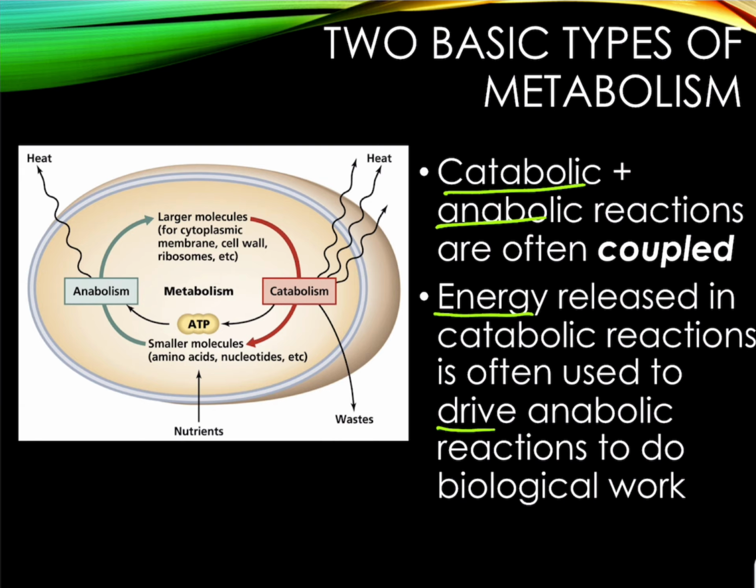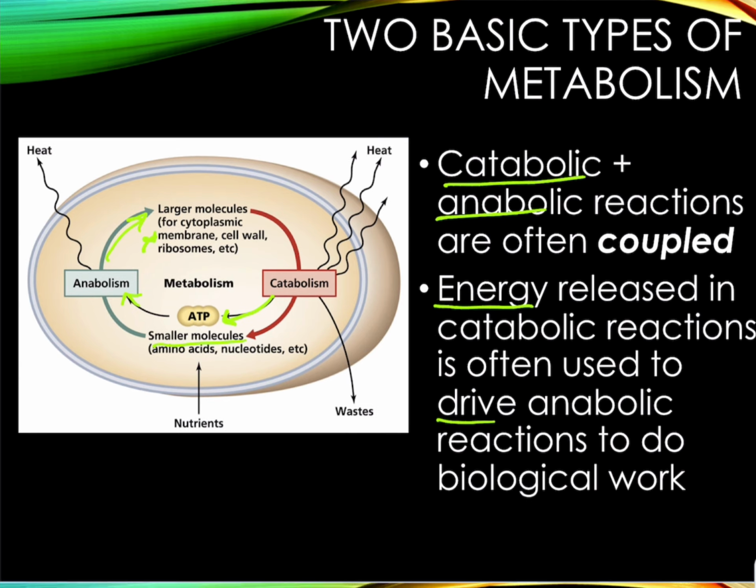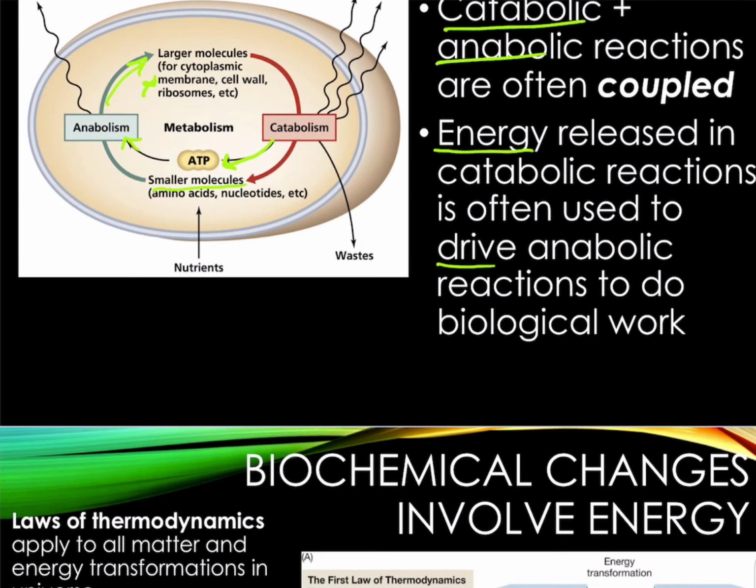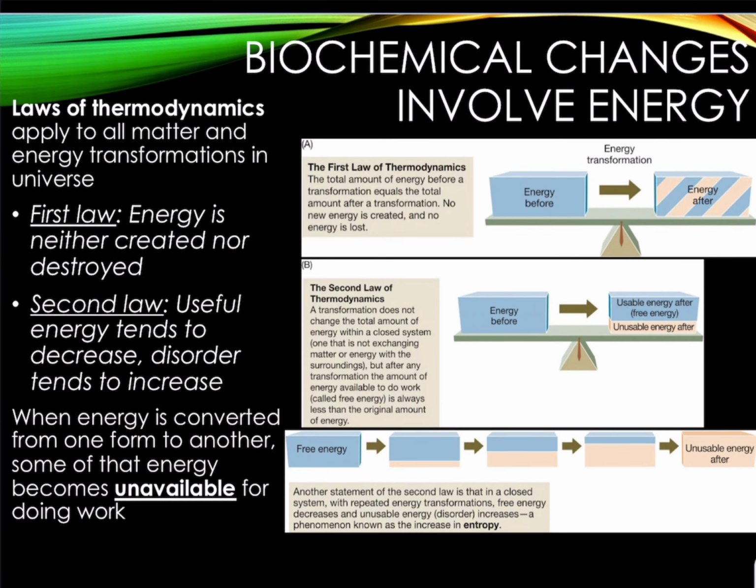So you can see here, larger molecules and whatnot are broken down in catabolic processes, and as those are broken down, energy is released in the form of ATP, and that ATP is going to be used to power anabolic reactions, the building up of smaller molecules to create those larger molecules. So we have them coupled with each other. That's very typical in these processes, especially in photosynthesis and respiration, which you'll see later on.